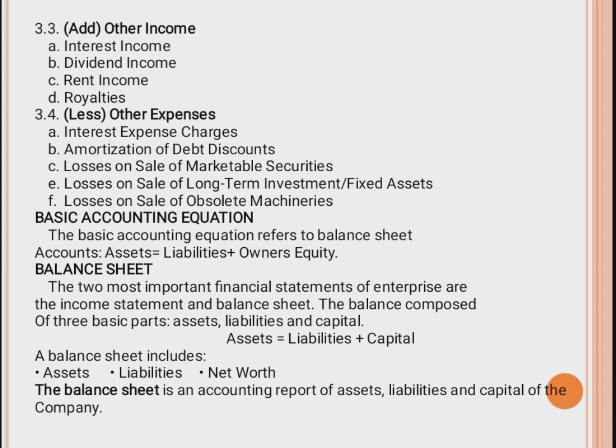Next, the basic accounting equation. The basic accounting equation refers to balance sheet accounts. Assets equal liabilities plus owner's equity. Next, the balance sheet. The two most important financial statements of an enterprise are the income statement and the balance sheet. The balance sheet is composed of three basic parts: assets, liabilities, and capital. Assets equal liabilities plus capital. A balance sheet includes assets, liabilities, and net worth. The balance sheet is an accounting report of the assets, liabilities, and capital of the company.